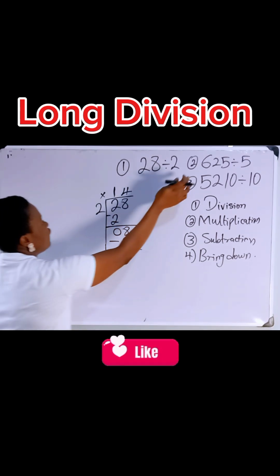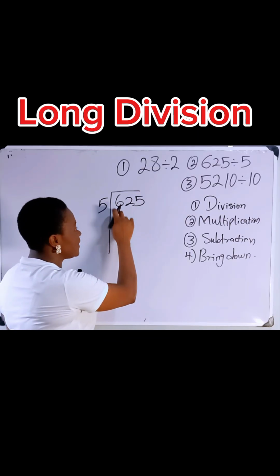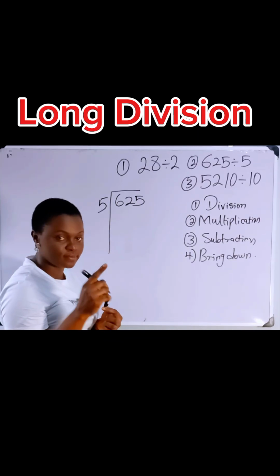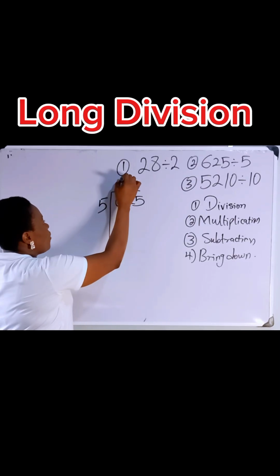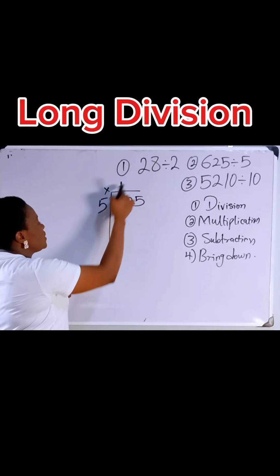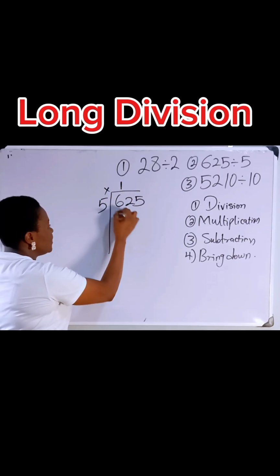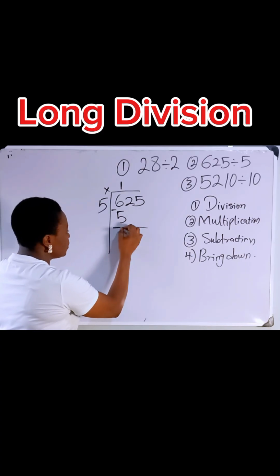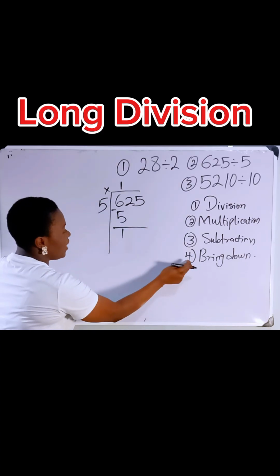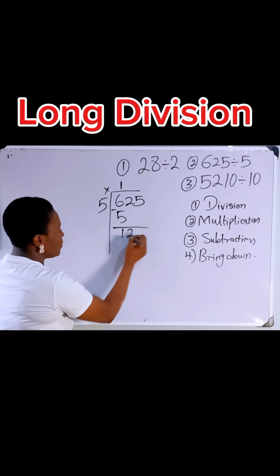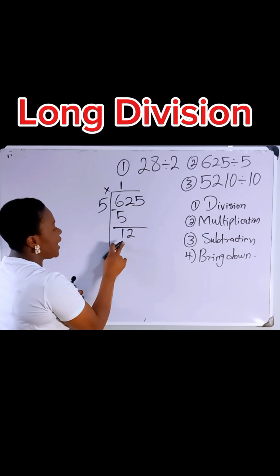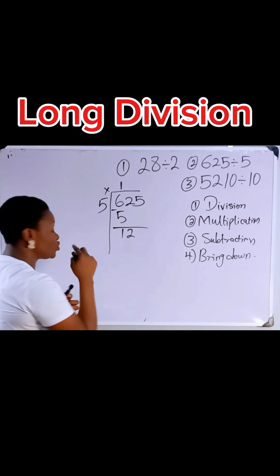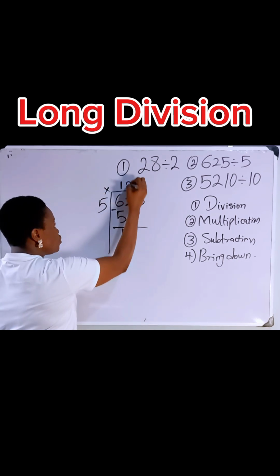Now let's solve for number 2. The first digit here is 6. So we'll divide 6 by 5, and we are going to have 1, remainder 1. Write that 1 here. We'll multiply: 1 times 5 is 5. Then we'll subtract: 6 minus 5 will give us 1. Now we'll bring down. So we'll bring 2 down here. So 12 divided by 5 will give us 2 remainder 2. We'll write that 2 here.